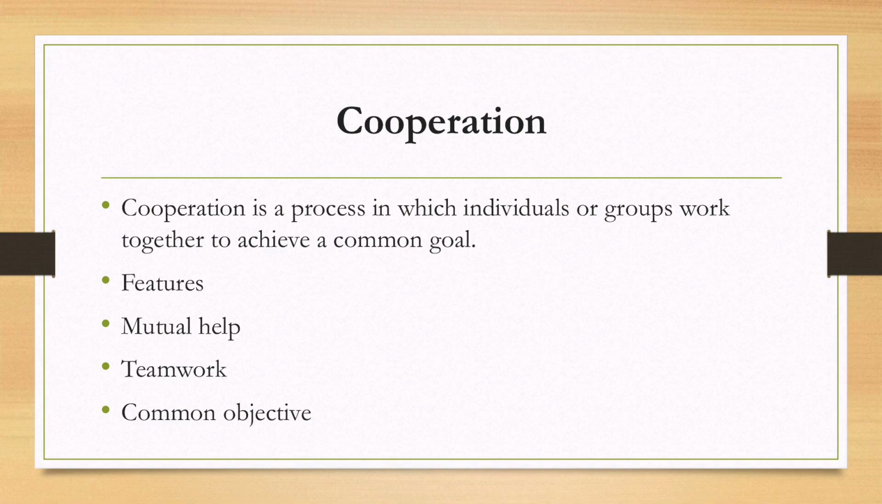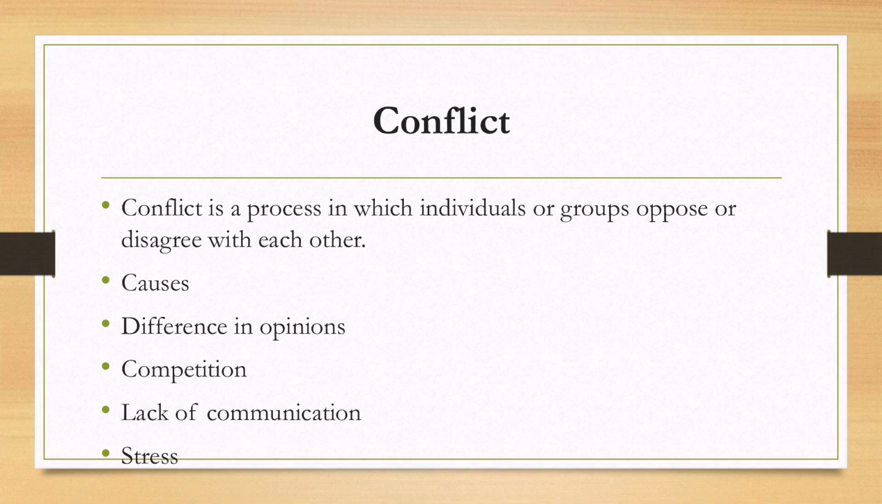One example: players in a football team work together to win the match. So there is cooperation between the people. Now we will move to conflict. What is the meaning of conflict? It is the process in which individuals or groups disagree with each other, oppose each other, or fight with each other.